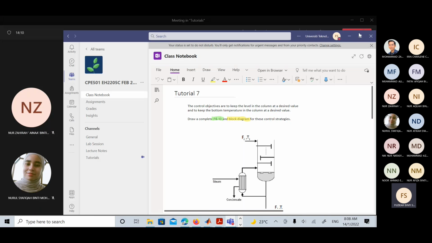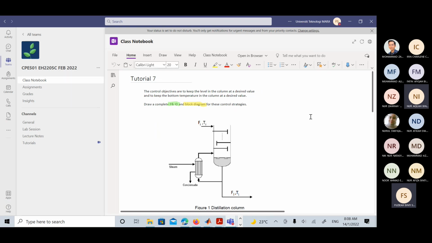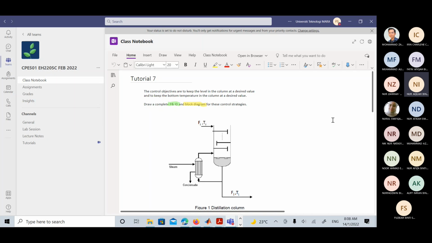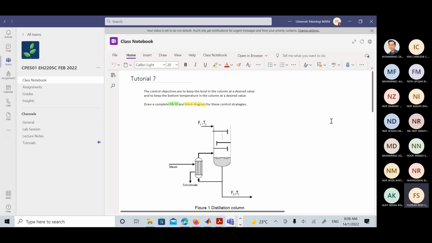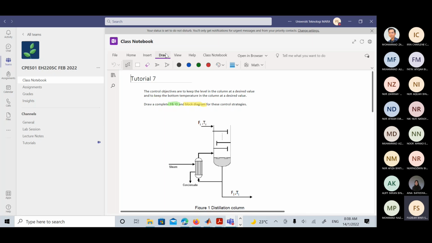Alright. So can you see this notebook? Class notebook on your Teams. Can you see? Yes. Okay, you can see, and you can draw on it. Alright. So, insyaAllah we'll start now.